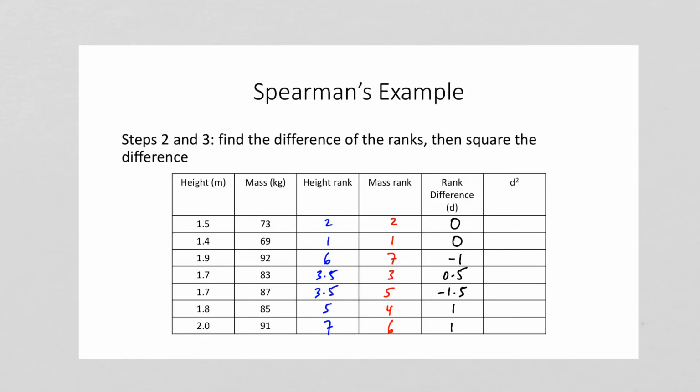Then we are simply going to square those values. So 0, 0, 1, 0.25, 2.25, 1, 1. The last step to do the numerator, so the top of our division there, is to add all of those together. So we can say the sum of d squared is equal to 0 plus 0 plus 1 plus 0.25 plus 2.25 plus 1 plus 1, which is 5.5.